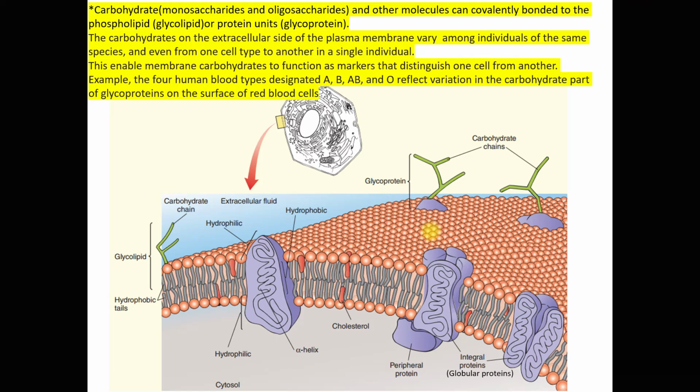Meaning, your body cells have special glycoprotein on their surface. It has special glycoprotein that makes you different from your siblings. And this enables your immune system to recognize your body cells.